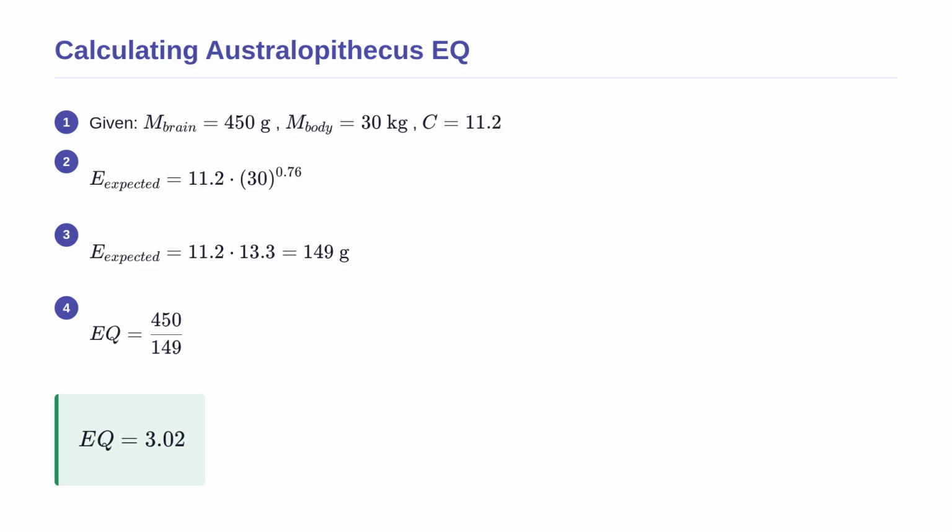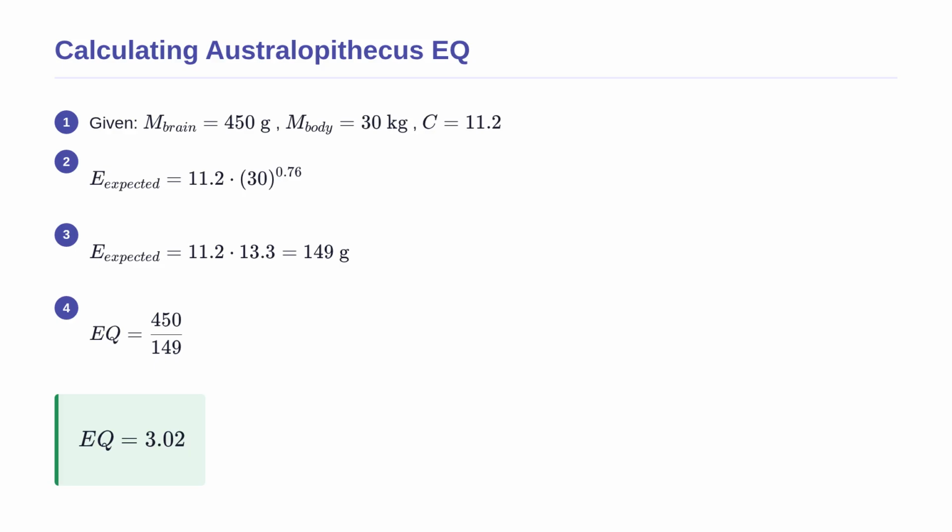Before we move on, let us see this formula in action with a concrete example. Imagine you discover an Australopithecus skeleton. You measure the actual brain mass as 450 grams and estimate the body mass at 30 kilograms. The constant C is 11.2. First, we calculate the expected brain mass by raising 30 to the power of 0.76, which is about 13.3, and multiplying by 11.2. This gives an expected brain mass of 149 grams.